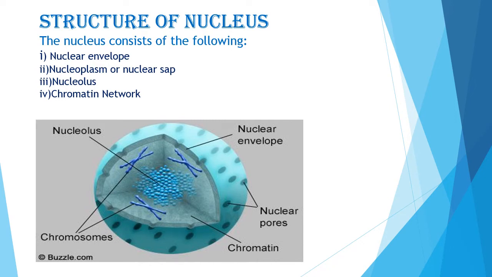Now here you can see the chromatin network. The chromatin network is a darkly stained intermingled mass of chromatin threads. These are made of DNA and proteins. The chromatin network is sometimes also called chromatin reticulum.